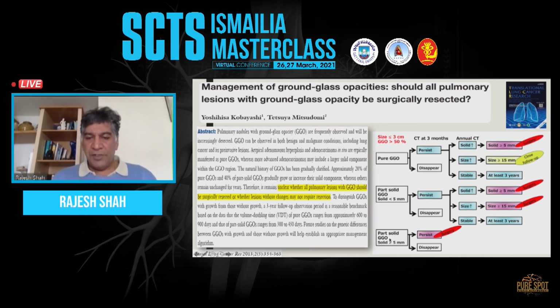And part solid GGO, where the solid component is greater than 5 millimeters, it should be considered for surgery because the chances of invasive adenocarcinoma is quite high.